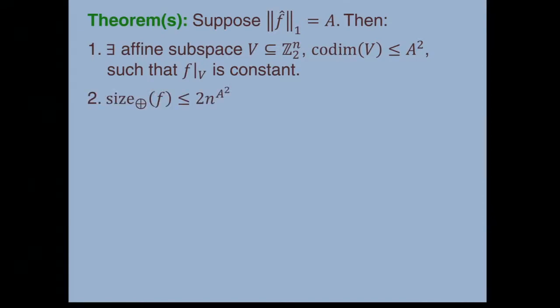Another thing we do is we give a bound on the parity decision tree size of f, which is at most 2 times n to the a squared. So again, for the case that a is constant, which is quite interesting, it must have a polynomial-sized parity decision tree.